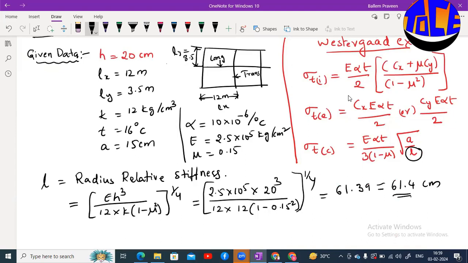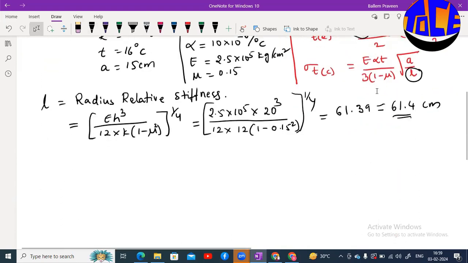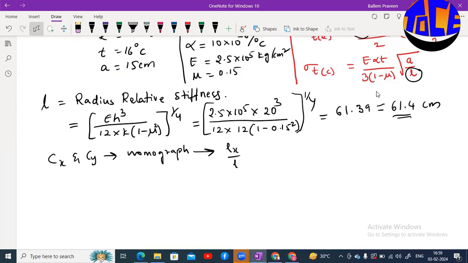And what else do we require? We require Cx and Cy. We require Cx and Cy. So let us calculate Cx and Cy. To calculate Cx and Cy, we need a nomogram provided by Westergaard. Cx and Cy we get from a nomograph. And this nomograph is based on Lx by L ratio and Ly by L ratio. Okay, but firstly we need to calculate the Lx by L ratio.